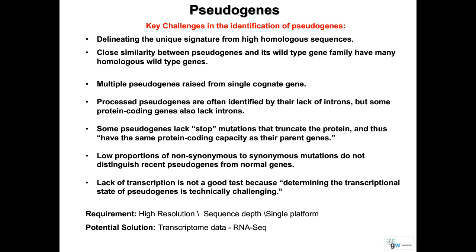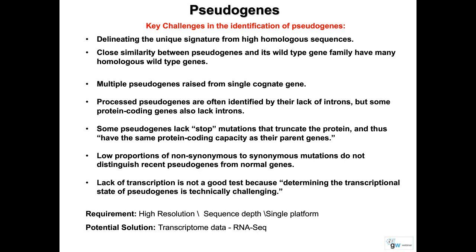And the other challenge is the processed pseudogenes are often identified by the lack of introns, but some protein coding genes also lack introns, what we call intronless genes. So already well characterized or well annotated genes are also found to be intronless genes. Since the processed pseudogenes do not carry introns, it is often challenging to separate whether to call it a pseudogene or a protein coding gene. So this is again another challenge.